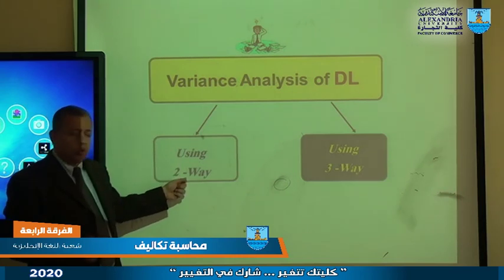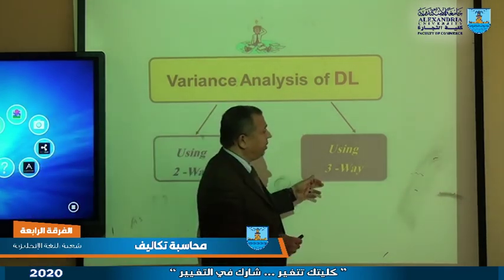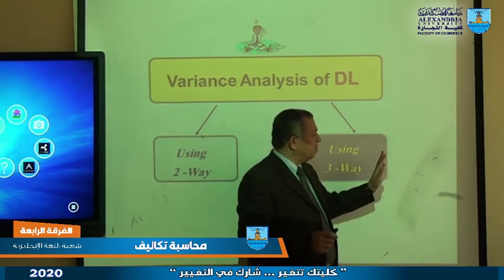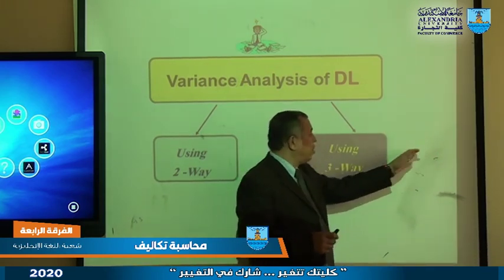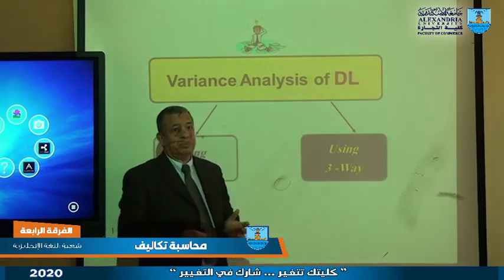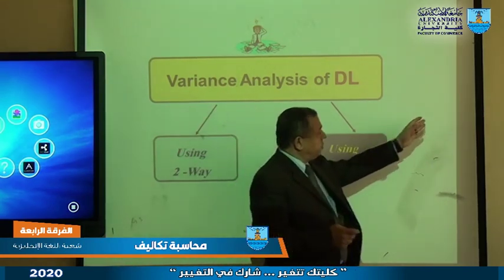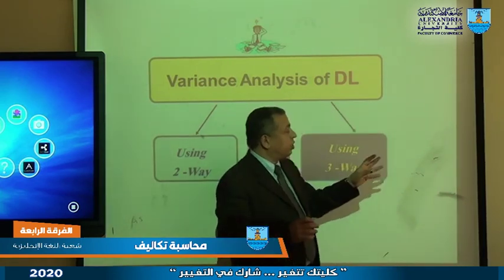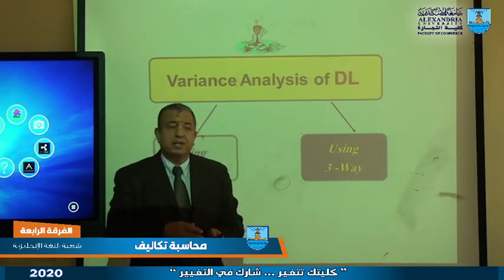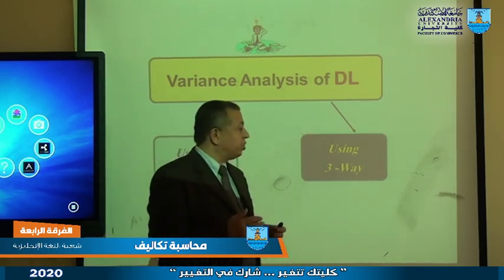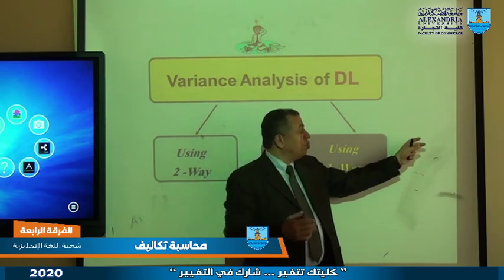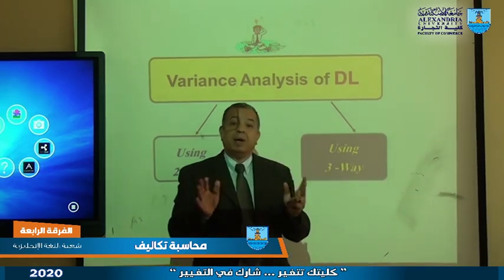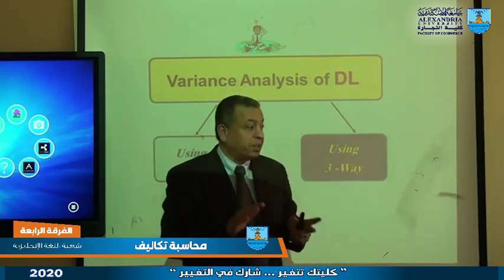Using two-way or three-way. From a point of view, I can't accept four-way for direct labor. Why? We have conditions to apply four-way for direct material. If you remember, firstly, I use more than one kind of direct material. Secondly, I have the ability to replace one material by another one.